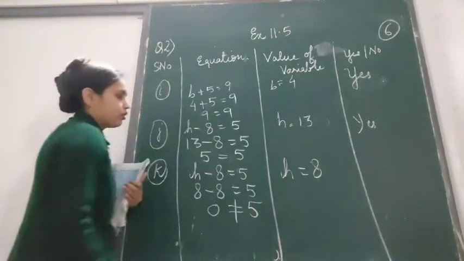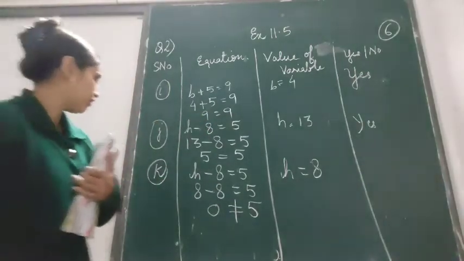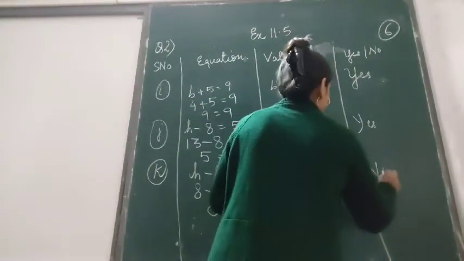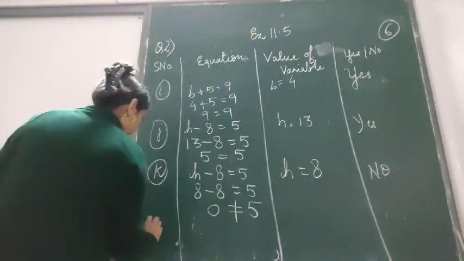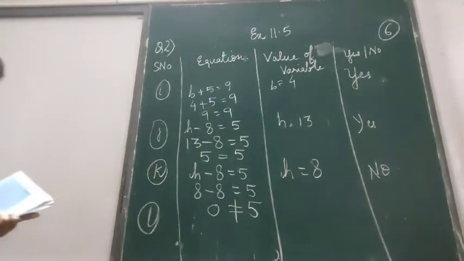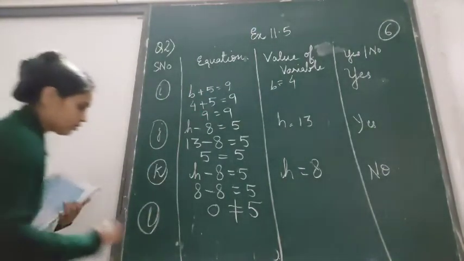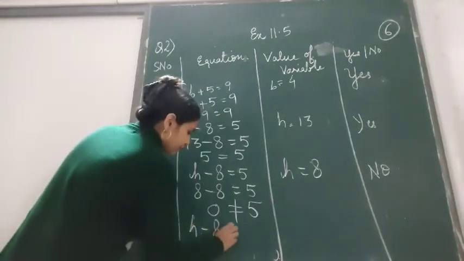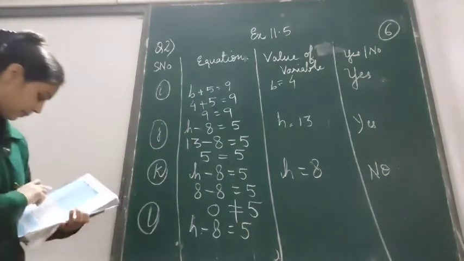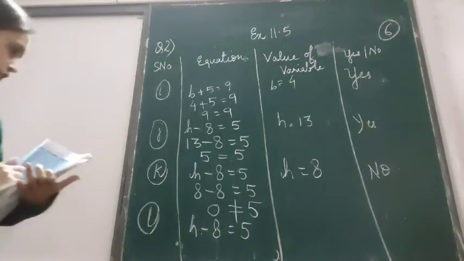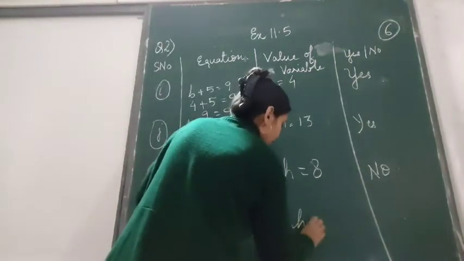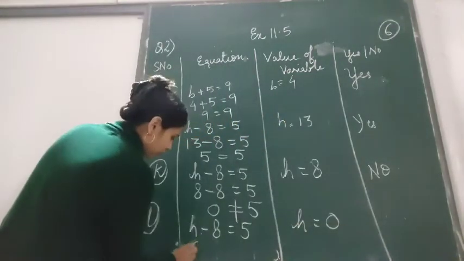And it's not equal to 5. So here what will we write? We'll write no. Children, small l, I'll write here also. H minus 8 is equal to 5. H is equal to 0. Putting the value of H as 0.